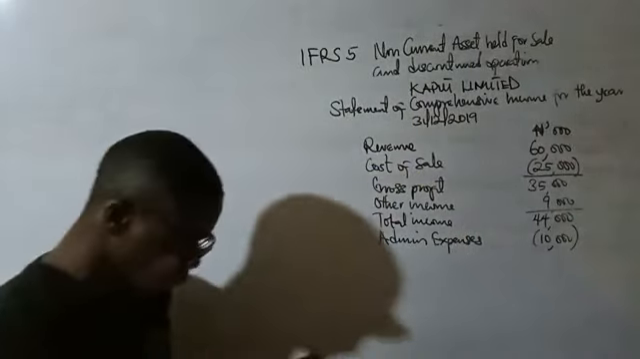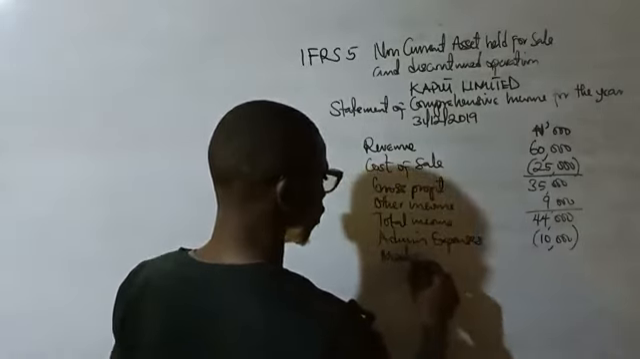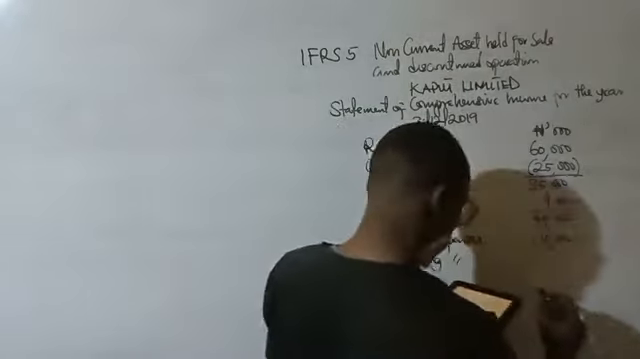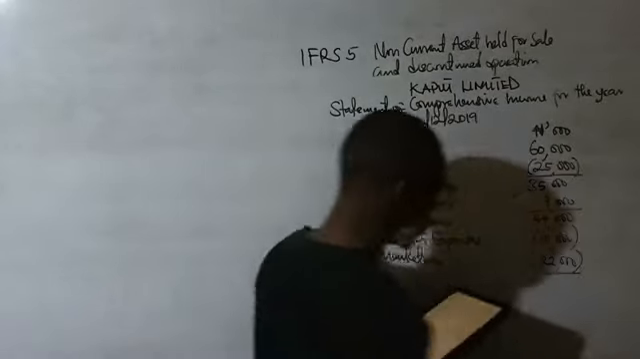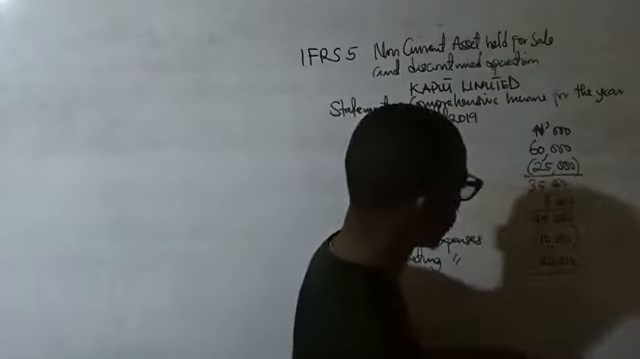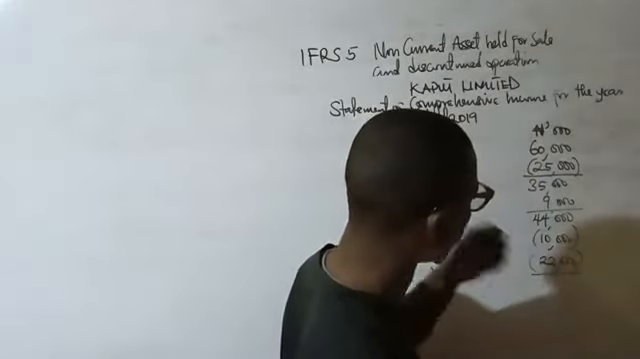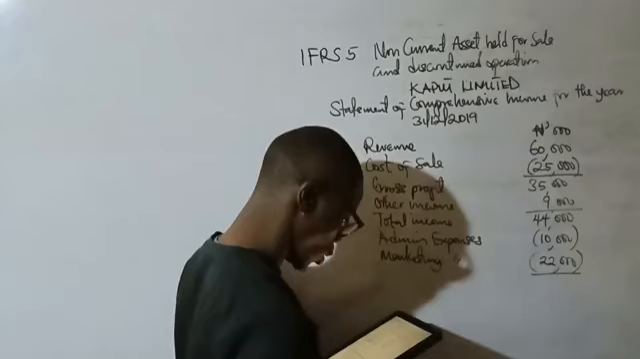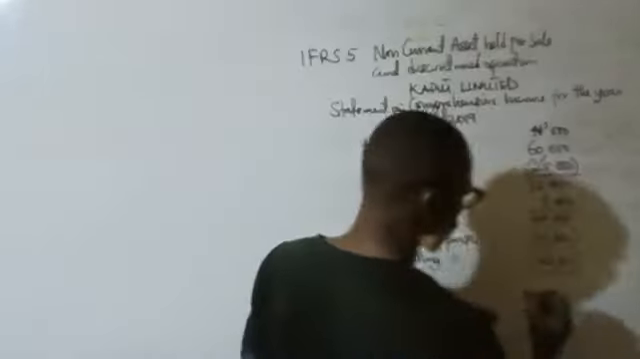Now we have marketing expenses. What's the marketing expenses? You remove the marketing expenses now. Marketing expenses is 22,000. So when you remove it, what do you have? This one will give you 32. 32 minus this will give you 12. Am I communicating? It will give us 12.